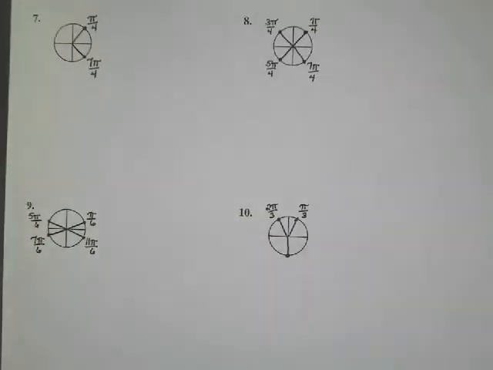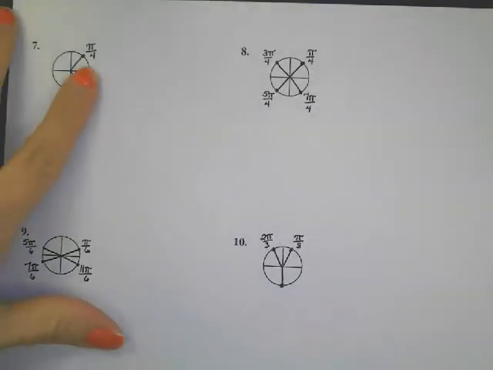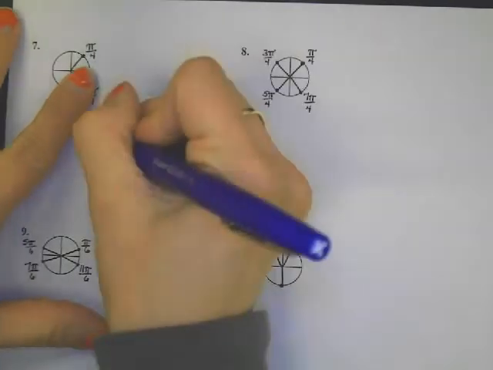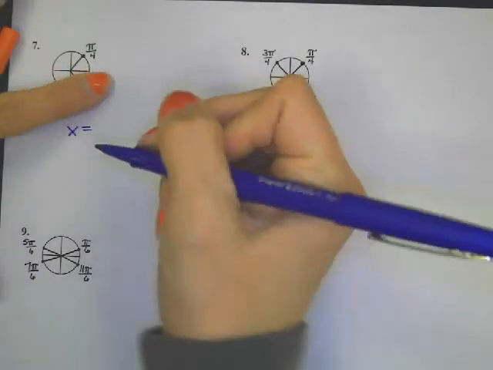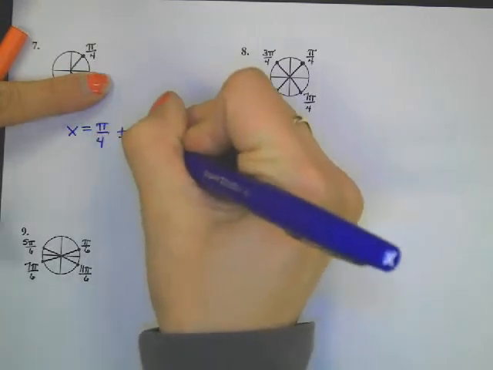I'm looking at number 7 here. Okay, and I'm trying to figure out if those are equidistant, if we can combine them, or if I'm going to need two separate equations. And I think we're going to have to do two equations. Let's write the first one all by itself. X equals pi over 4 plus or minus 2 pi n.